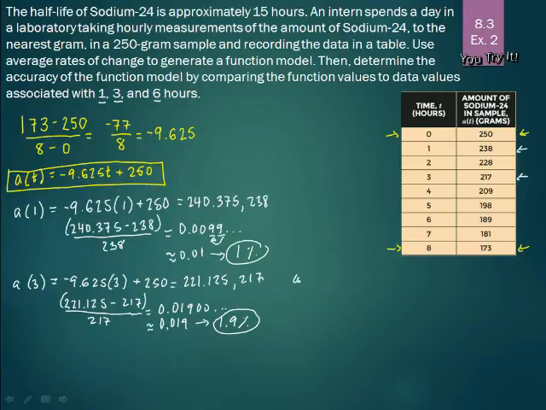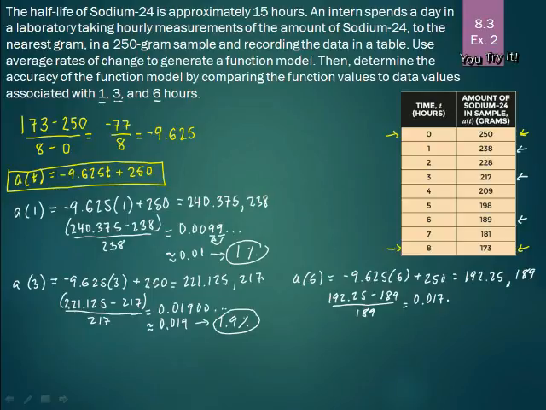Lastly, let's plug in 6. Here you get 192.25 grams, and we're comparing that to 189 in our table. Let's plug that into our formula for the percentage of error. There we get 0.017195, etc. Let's round it to the nearest thousandth, so we would round that to 17 thousandths. As a percentage, that's 1 and 7/10%. So the percentage in each case is fairly small, so our model is fairly accurate.